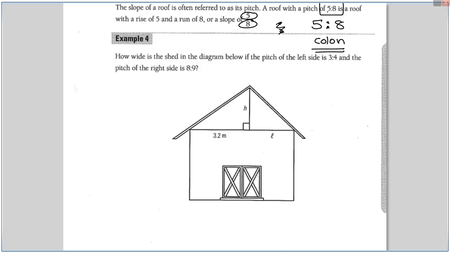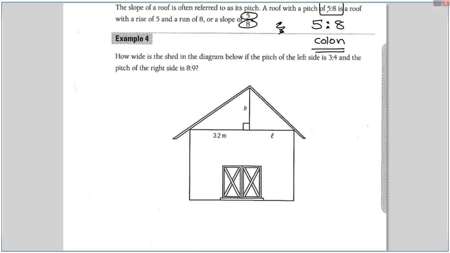So here's an example. How wide is the shed in the diagram below if the pitch of the left side is 3 to 4 and the pitch of the right side is 8 to 9? If you flip the page, you'll see the solution. However, let's keep that not flipped and let's try to do it ourselves.